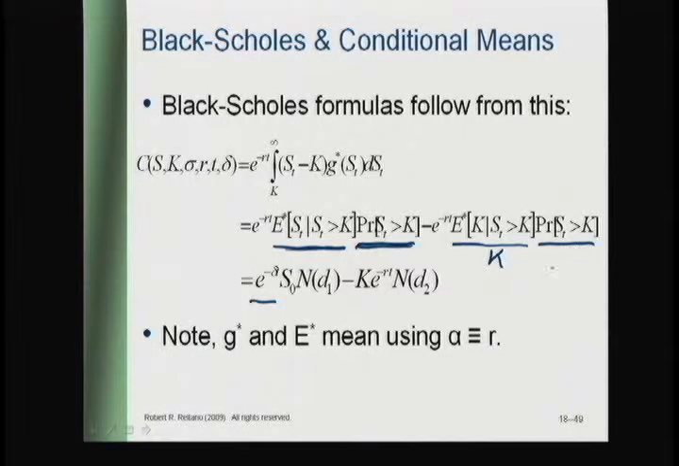The N of d2 comes from this term, and the product of N of d2 in the earlier ratio comes from this one. We can do precisely the same derivation for the put. Let's just run through it, and with two derivations we should feel pretty comfortable that this is a reasonably efficient way to derive this formula. So let's now derive the Black-Scholes formula for a put using the same approach.